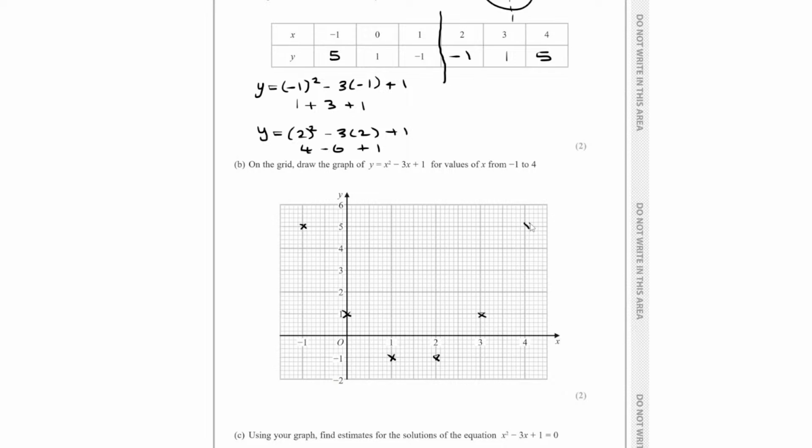4, 5, there. And then you obviously join it all up as a curve. That's where our line of symmetry is, isn't it? Basically here. This is the line of symmetry. So that's why I knew I could copy the values, because it's a U shape.